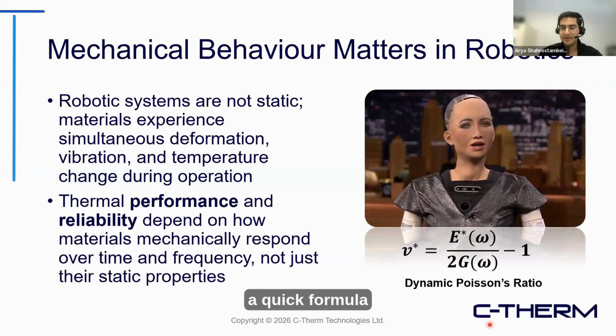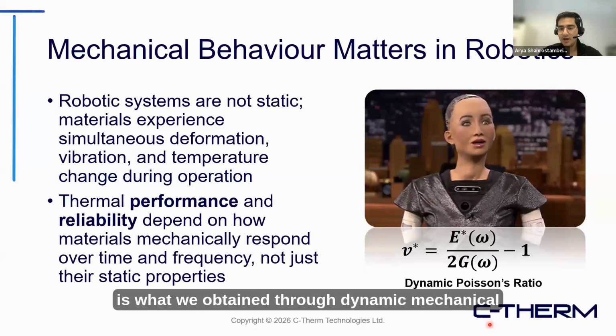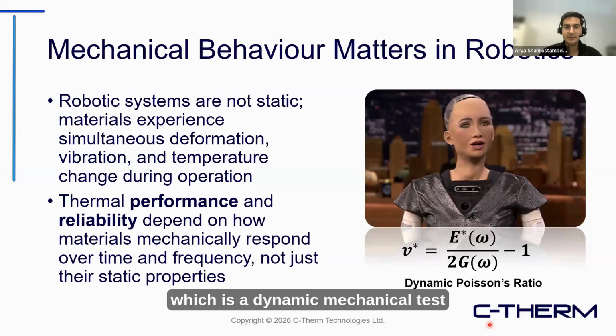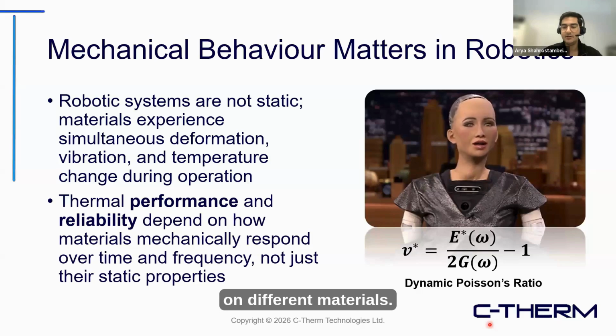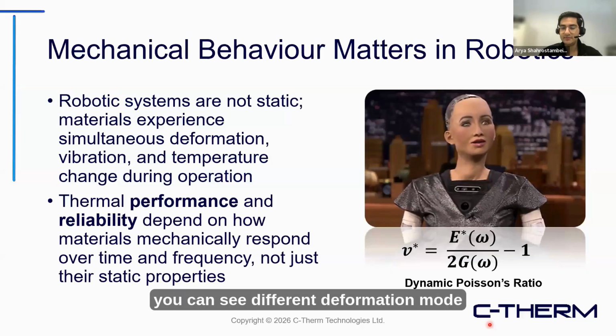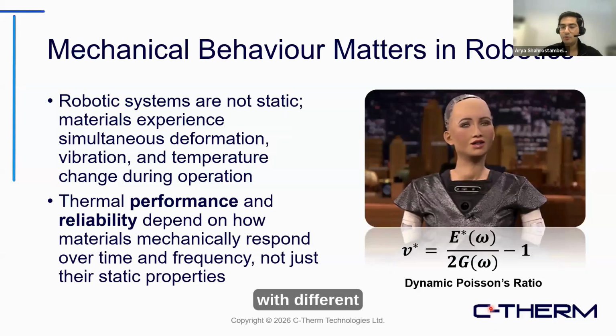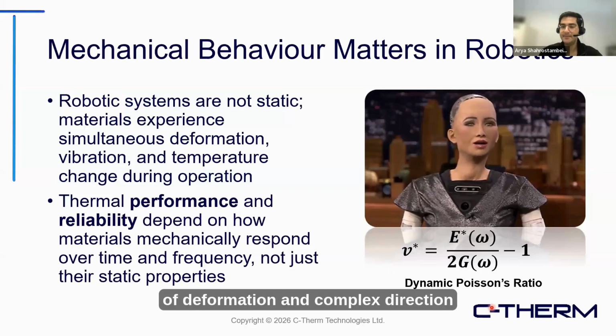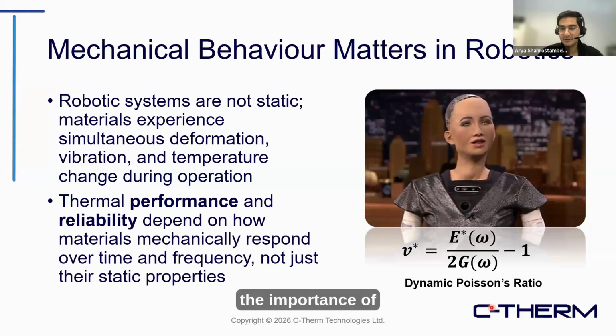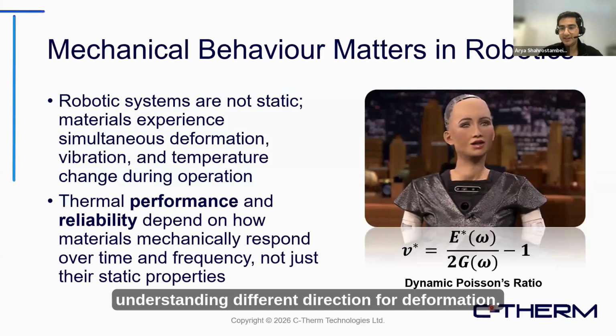For example, a quick formula here: a dynamic Poisson ratio is what we obtain through dynamic mechanical analysis, which is a dynamic mechanical test on different materials. For example, in the figure here, you can see different deformation modes with different directions of deformation, and complex directions of deformation basically increase the importance of understanding different directions of deformation.